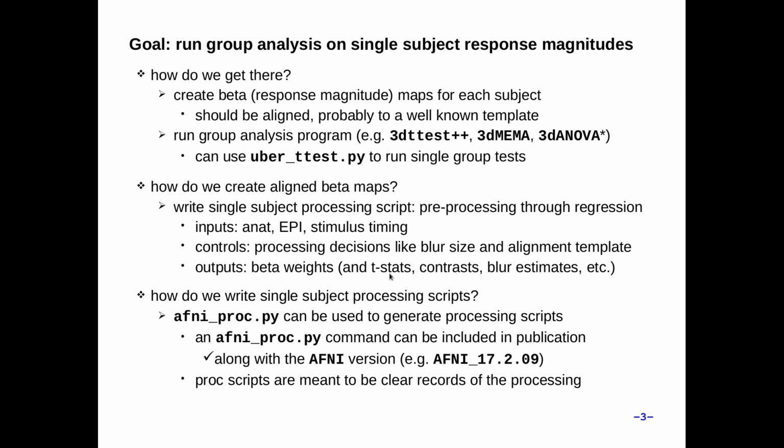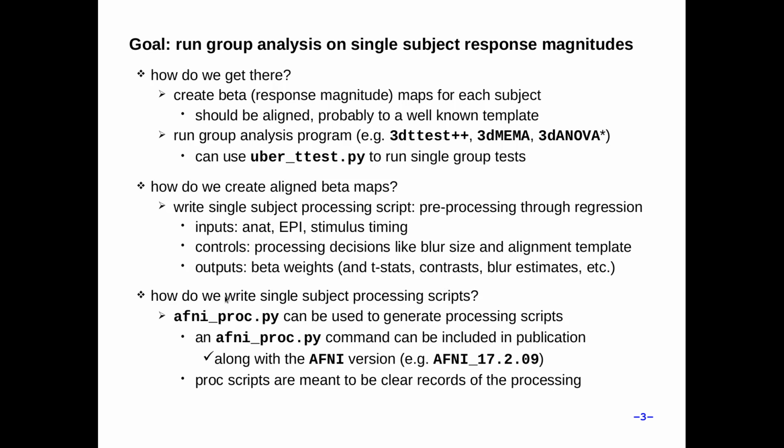Along with those, you'll get t-stats, contrast, blur estimates, lots of quality control data sets and pieces of information as well, but the main output is the beta weights. And the other things are just there to basically make you confident that the beta weights are useful.